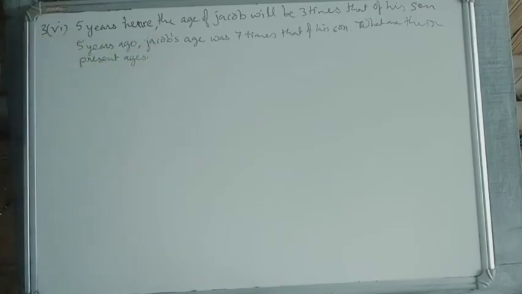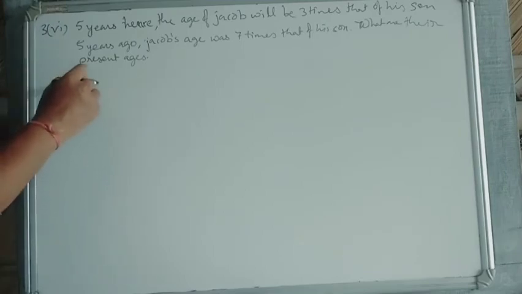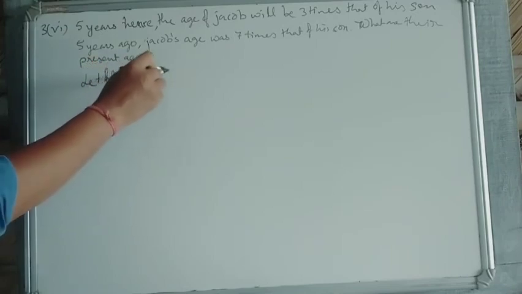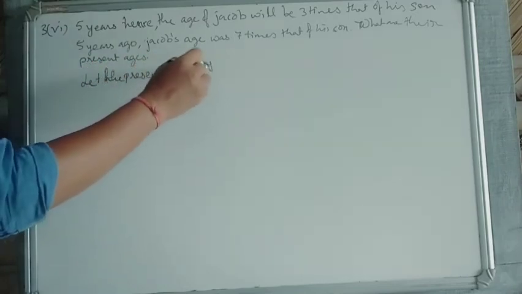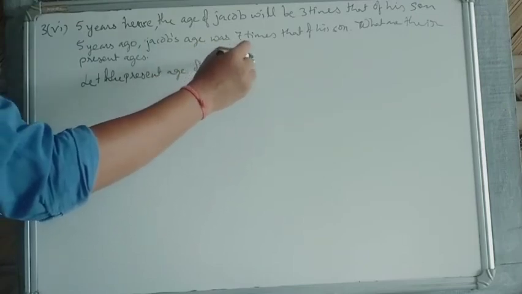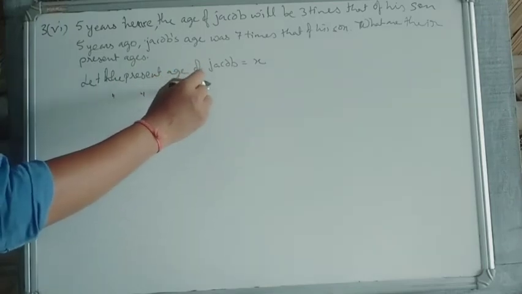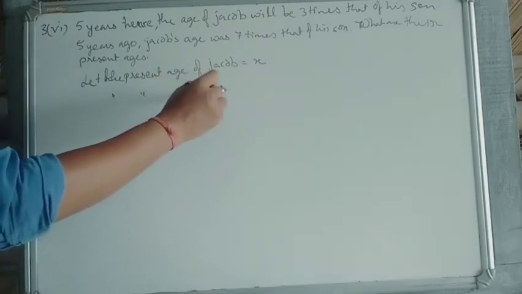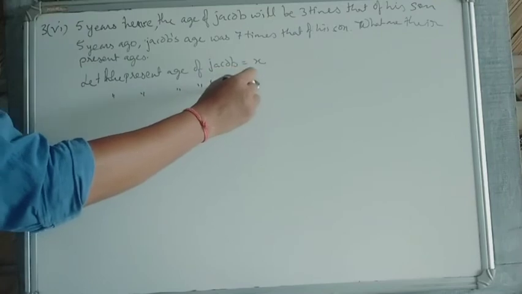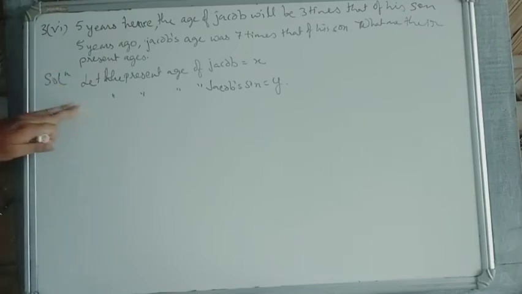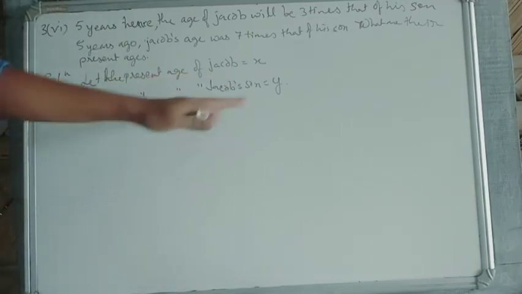Okay. So now what will we say? They are asking for present age, is it not? So for present age we will have to take x and y. So I will say let the present age of Jacob be equal to x. The present age of Jacob's son is equal to y. So we'll take the present age of Jacob and the present age of the son.